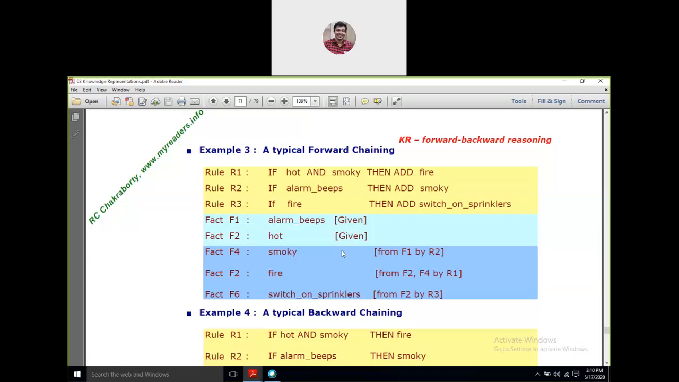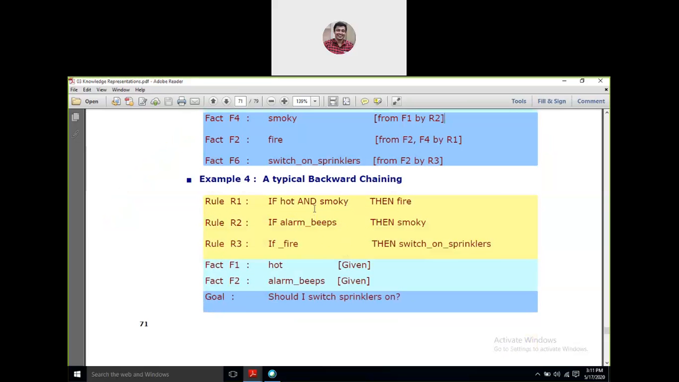What happens in case of backward chaining? Now I have got a set of rules here, all the same rules that are there in our previous problem, and with those same rules I am again provided with a set of facts, and from those facts I have to answer a question: should I switch the sprinklers on, or in fact I can also validate a statement whether the sprinklers have to be on or off. That means I can prove the case of sprinklers being on or sprinklers being off for the given set of facts and the given set of rules that are there, right?